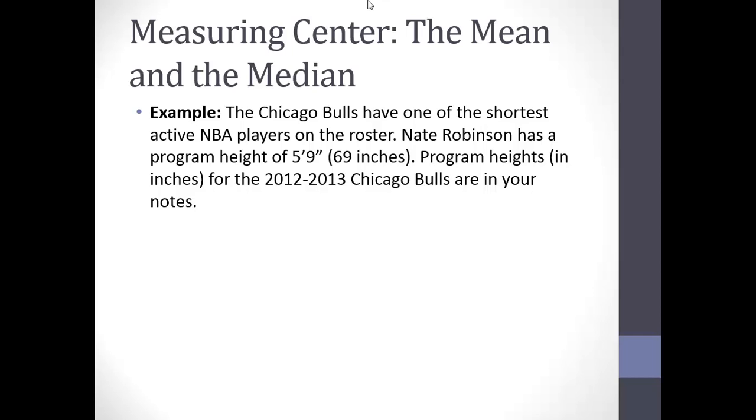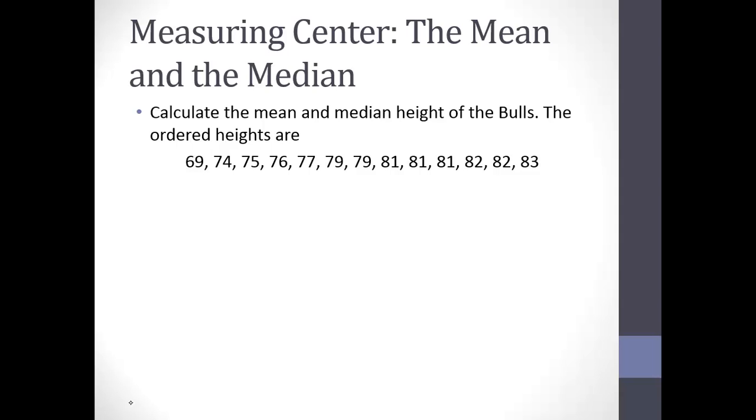If you downloaded the notes, the player heights are listed in there, as well as all the players. I didn't include them here. What I've done here is put them in order. So what we want to do now with this example is, for this list of numbers, calculate the mean and the median.